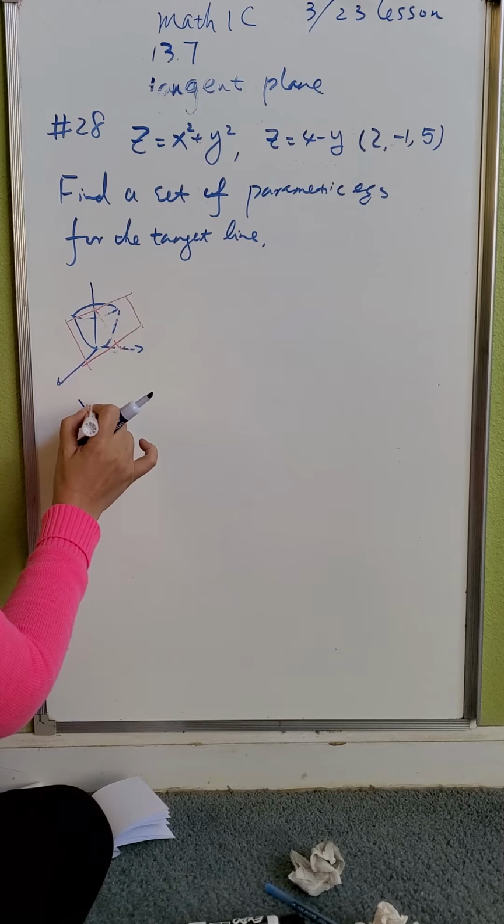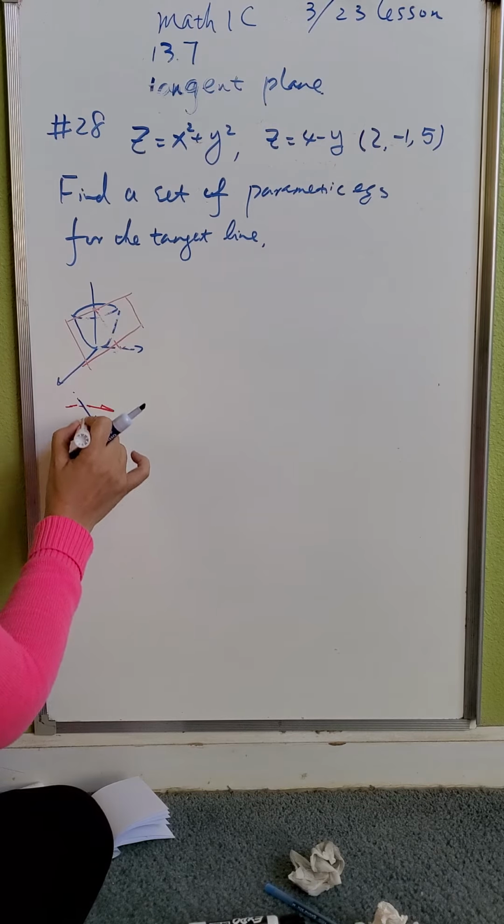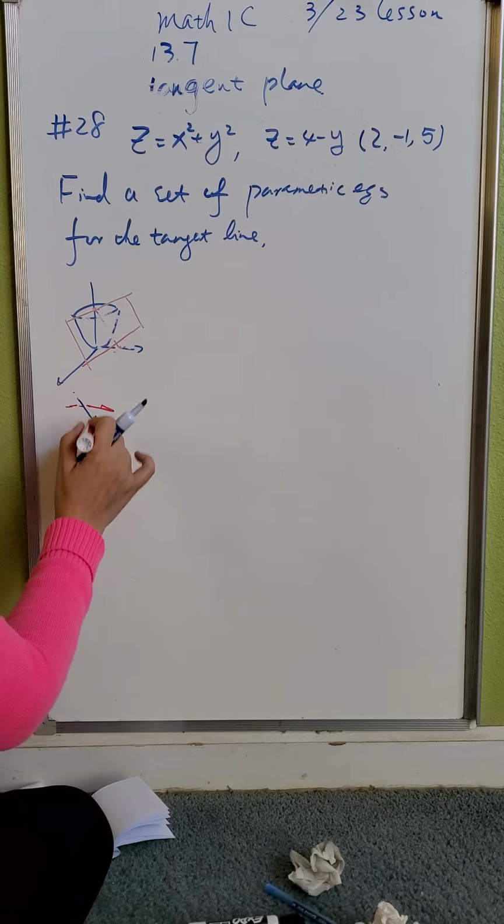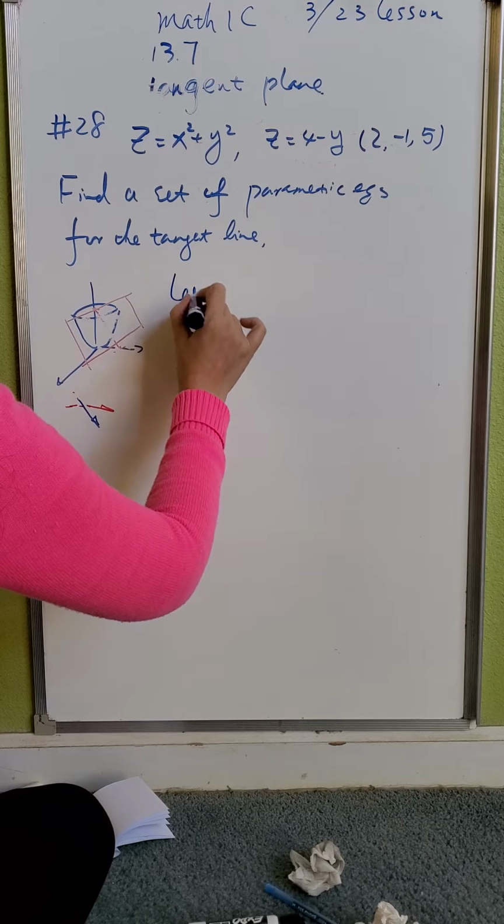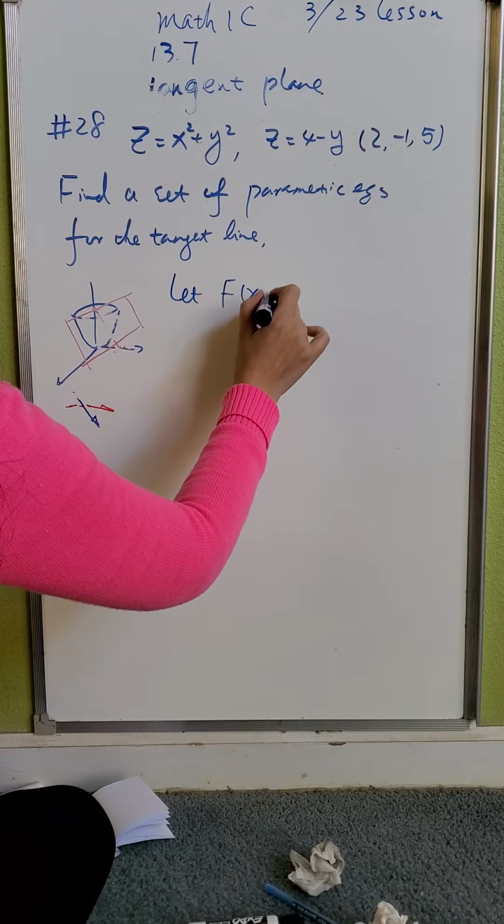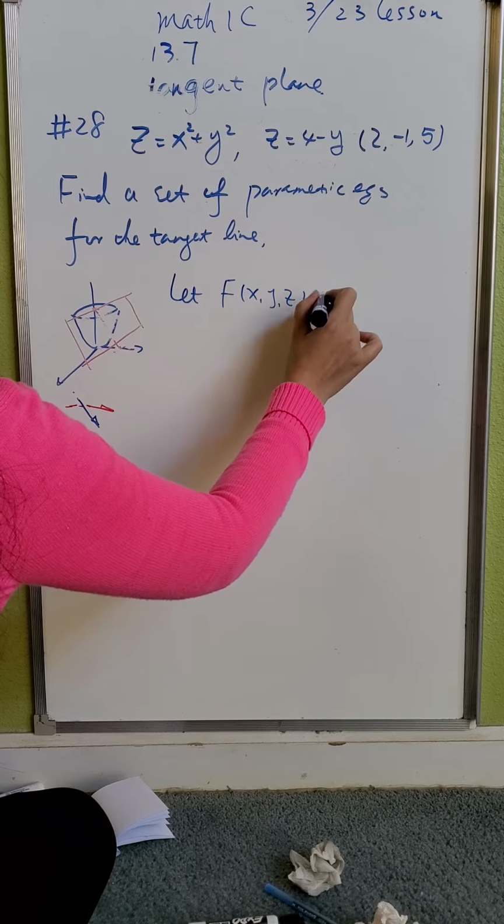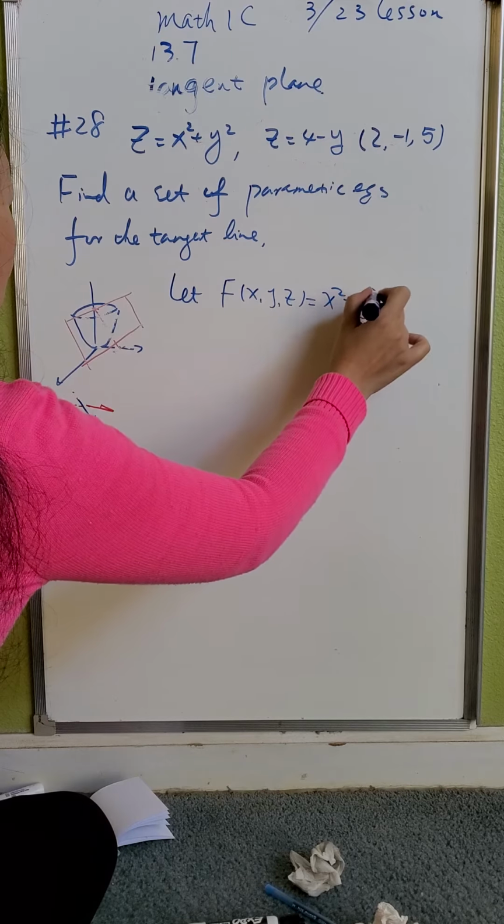So it's like this. And these are two gradients, and they intersect each other. So this is for the first one. Let's give it a name, okay? Let f(x, y, z) equal x squared plus y squared minus z.